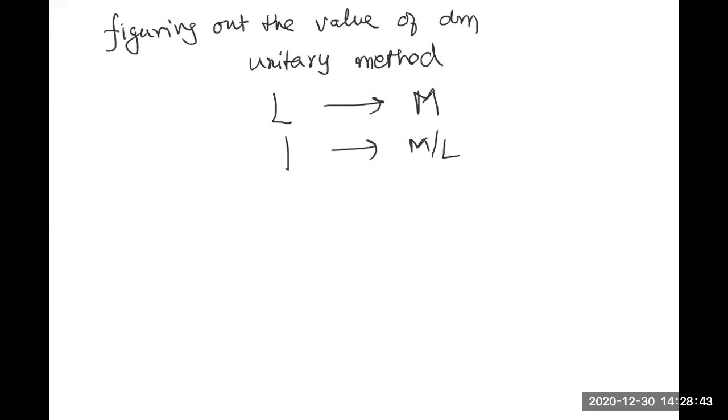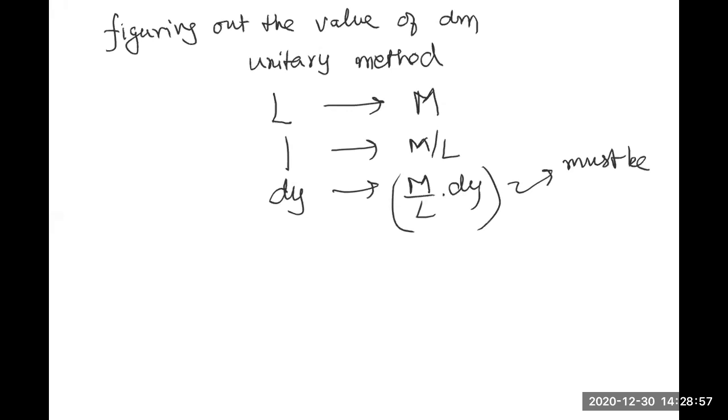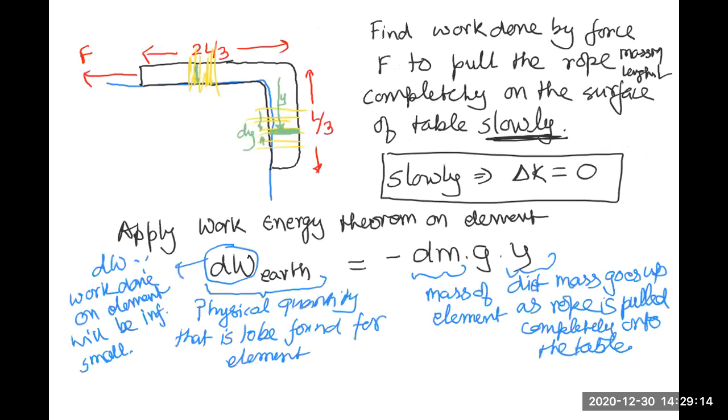Therefore, a length dy will contain M by L into dy. And this must be dm. Okay, now why am I doing this? Why do I need to apply the unitary method? Why should I figure out the value of dm? The answer is very straightforward. You cannot integrate at this stage.